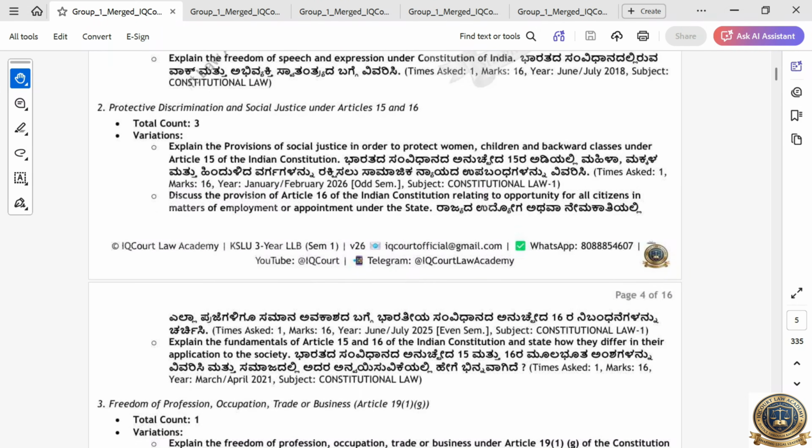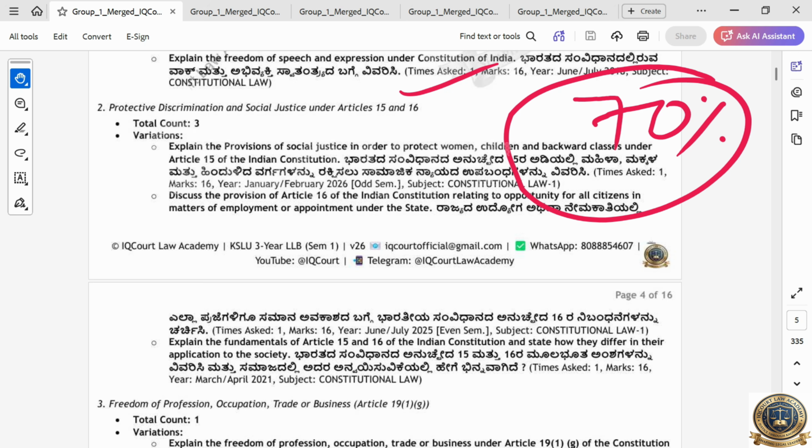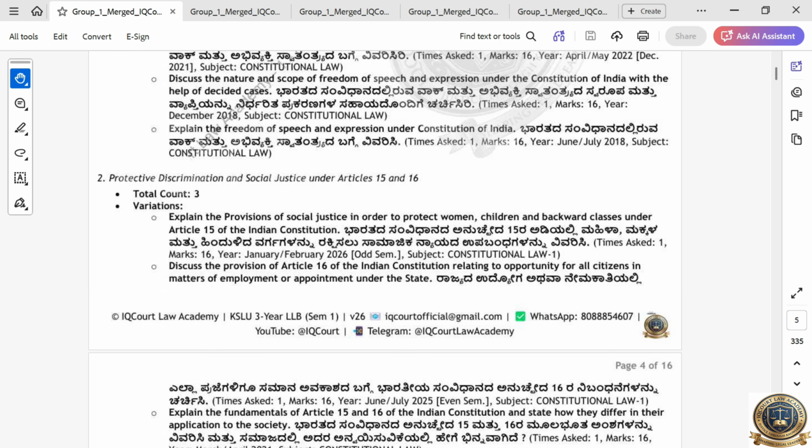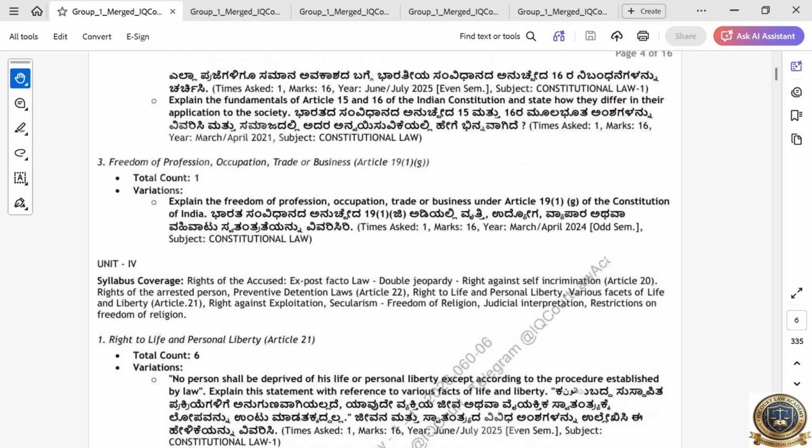Only 2% chance otherwise. Okay. Then Articles 15 and 16. This is also very, very important. I would rate it at 70%. This is a very, very important question. See, 70% means at least you should study this one in detail. This one you should study well enough to write 3 pages with all the proper points. This is also important. Article 19, clause 1, clause D.